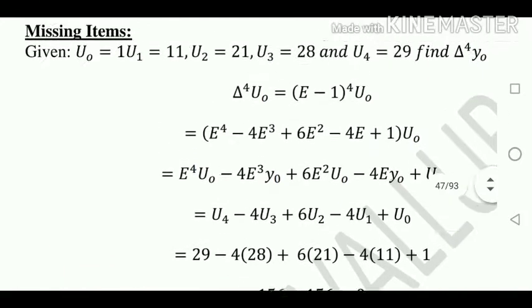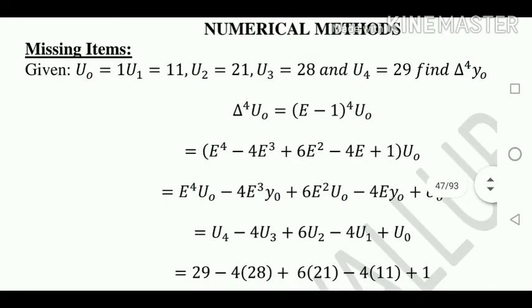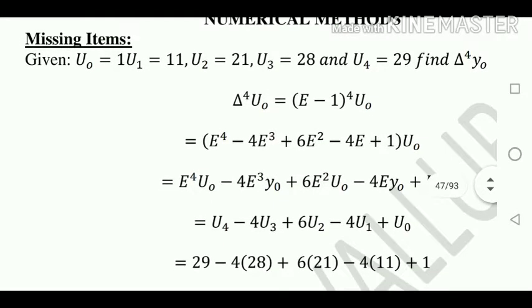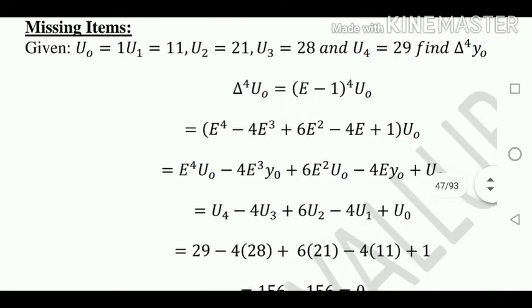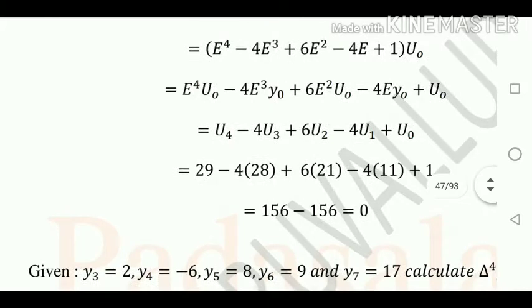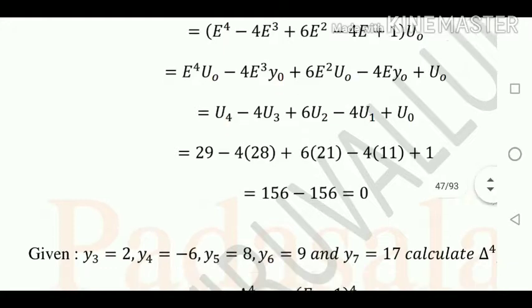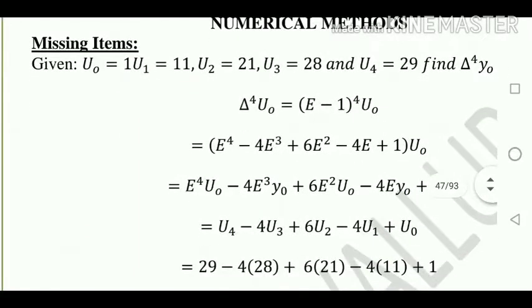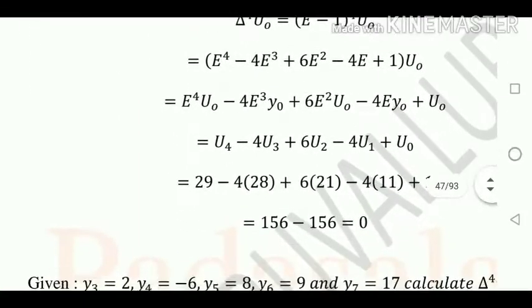Here u4 is given. Some values are given: u4 equal to 29, u3 equal to 28, u2 equal to 21, u1 equal to 11, u0 equal to 1. We are substituting these values in place of u4. It is 29 minus 4 times 28 plus 6 times 21 minus 4 times 11 plus 1. We are getting 0. So this is the value of delta⁴ u0, which is equal to 0.